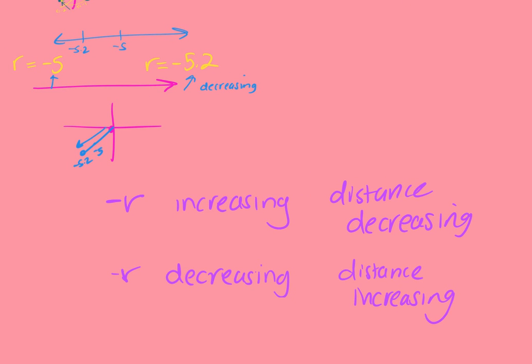Right? If you're going from -5 to -5.2, your value is decreasing, so the distance is increasing. This one, that's what you mean? Yes. But if I reverse it, if I'm going from -5.2 to -5, now it's the other way. Does that make sense? So the order of what it says is important.